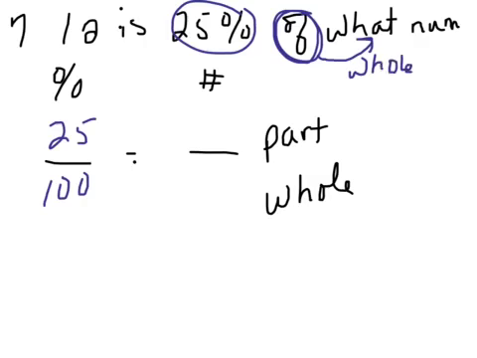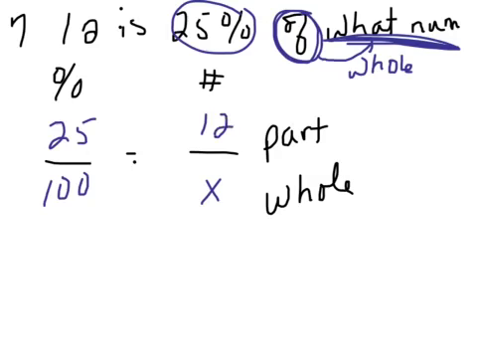Ooh, the whole is missing. That's what I want to know, what the whole is. 12 is 25% of some number, and I don't know what it is. So the whole is missing here, and I know it because it says of, and then there's not a number there. It says what number. It's telling me, hey, that's what you're trying to find. So 12 is the part.